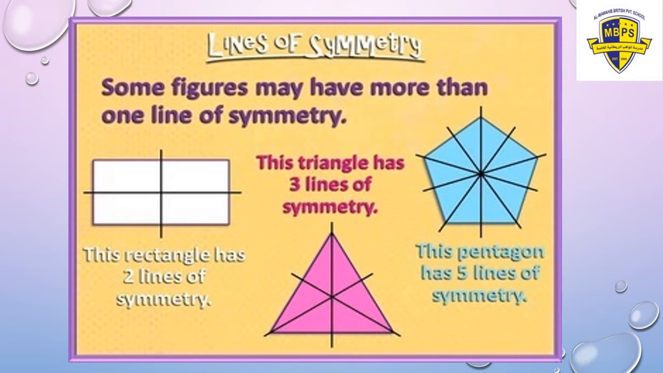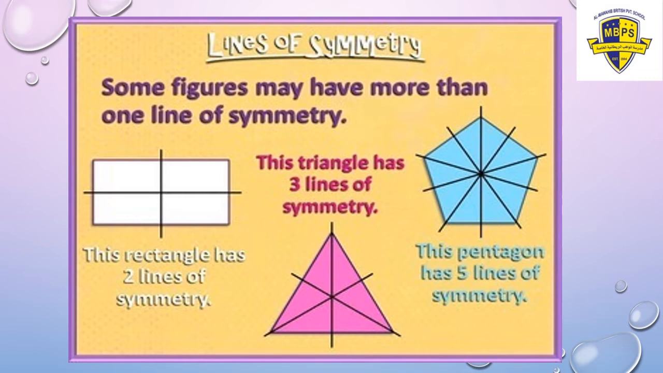Okay students, let's have a look at this slide here. Now we have the same, that is lines of symmetry. Now some figures may have more than one line of symmetry, like we saw in the previous slide. It is not necessary that all the shapes or objects should have only one line of symmetry. No, they can have more than one line of symmetry.